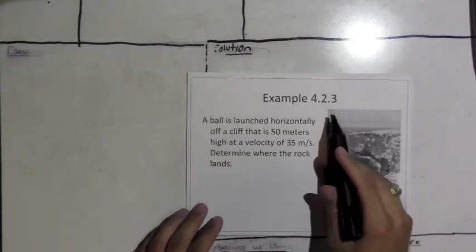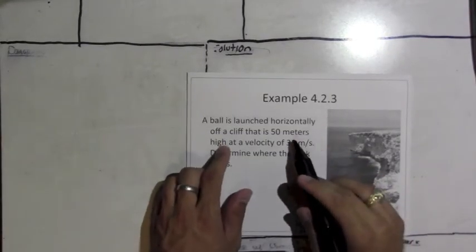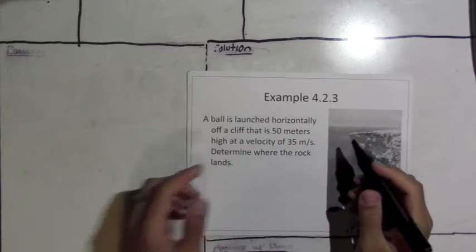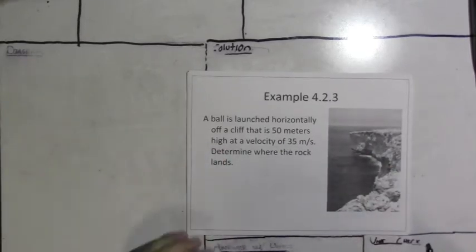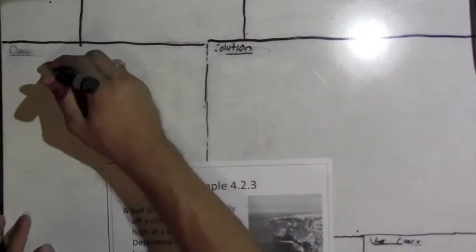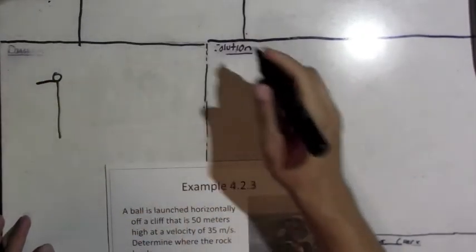This is example 4.2.3. It says a ball is launched horizontally off a cliff that is 50 meters high at a velocity of 35 meters per second. Determine where the rock lands. So we're going to go ahead and just show a picture. We're going to have a ball that's being launched off of a cliff.